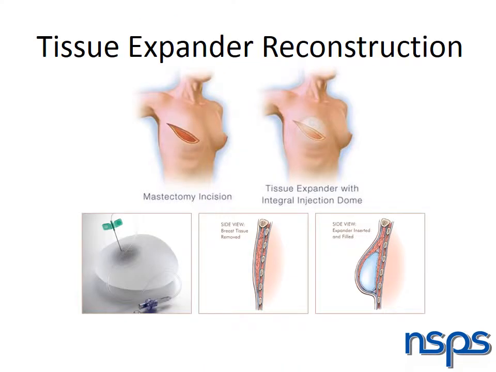Tissue expander reconstruction is carried out using the same incision created by your mastectomy. This type of reconstruction is usually approached with a two-stage process. The first stage is completed at the same time as your mastectomy. After the mastectomy is complete, your plastic surgeon will place a tissue expander under the muscle on your chest, fill it to take up your excess skin, and then close the incision.